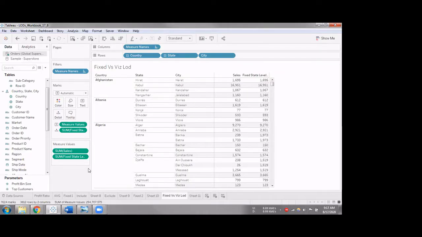Today's session is going to be more concept oriented, covering all the concepts that are required to understand level of detail calculation.